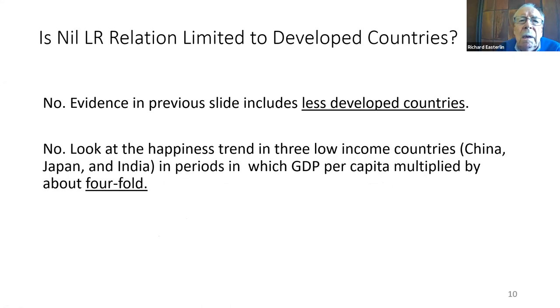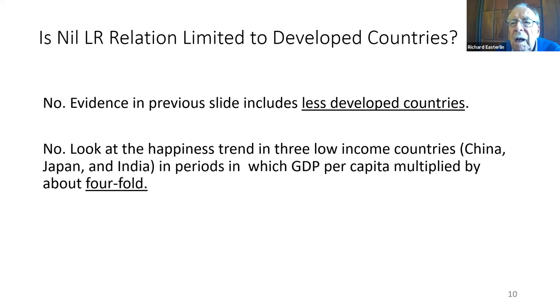So some economists seem to think that the nil relationship is confined to developed countries, that it only clicks in after a fairly high level of development is reached. I want to make clear the evidence that I just referred to includes less developed countries in the Gallup World Poll. It's a very, very large number of less developed countries.